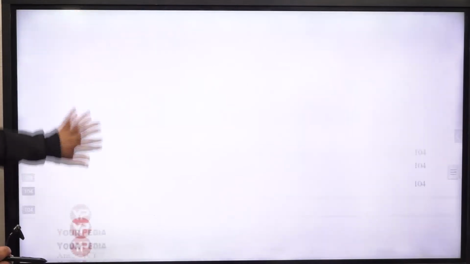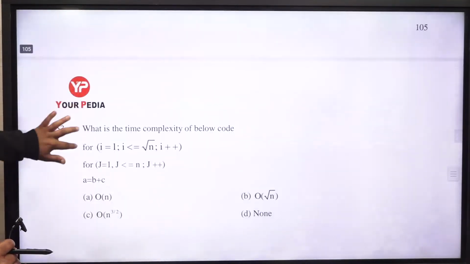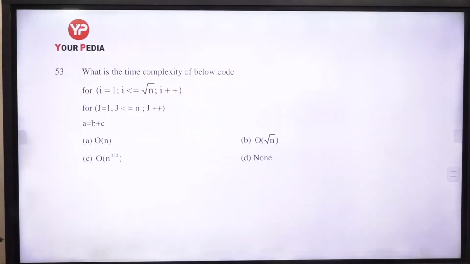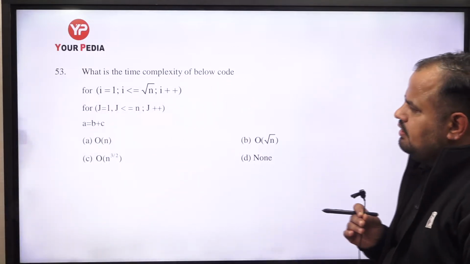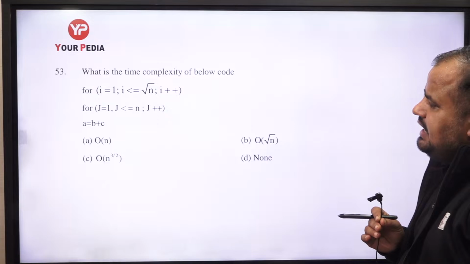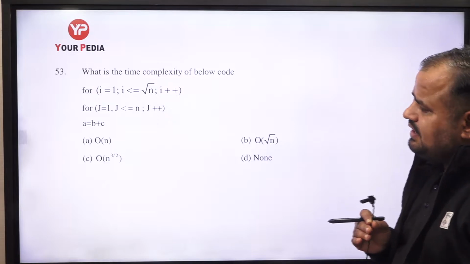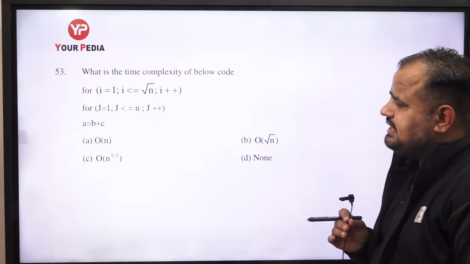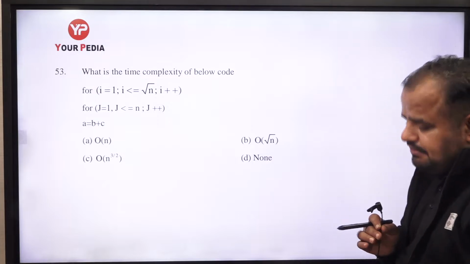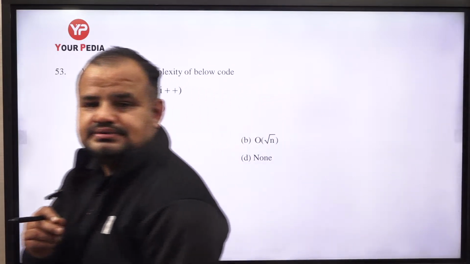Fine. Next, my dear students, tell me the time complexity. Tell me the time complexity of this problem. Do it fast. For i equal to 1, i less than or equal to root n, i plus plus, and it is nested in nature: for j equal to 1, j less than or equal to n, j plus plus. Tell me the time complexity. Do it fast.